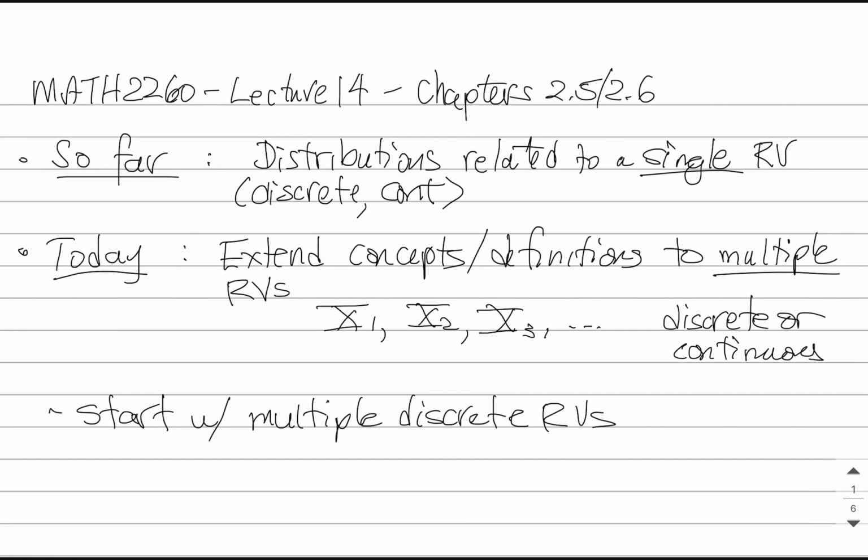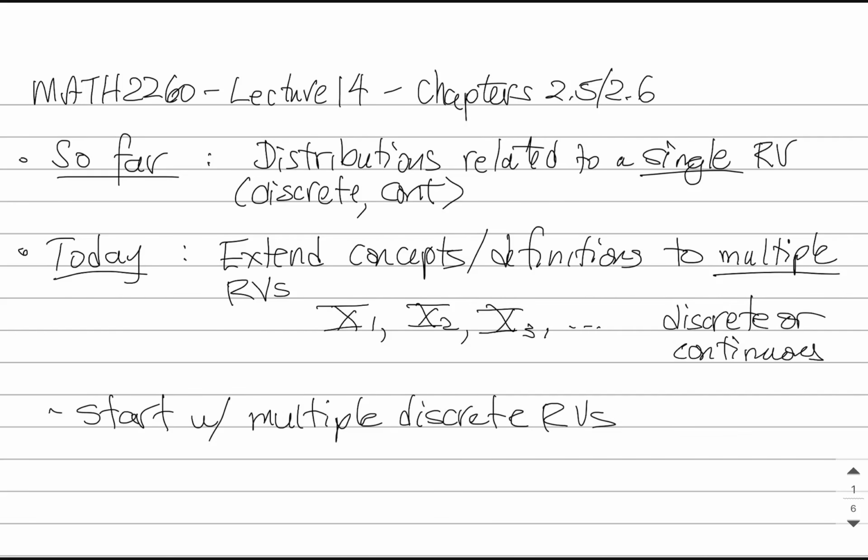So far in the course, we've talked about distributions related to single random variables, whether they be discrete, like the binomial or the Poisson distribution, or continuous, like the exponential or the normal. But in order to make progress and understand the topic of statistics, we need to extend all of these concepts related to probability to more than one random variable. So now we need to extend the math to multiple random variables.